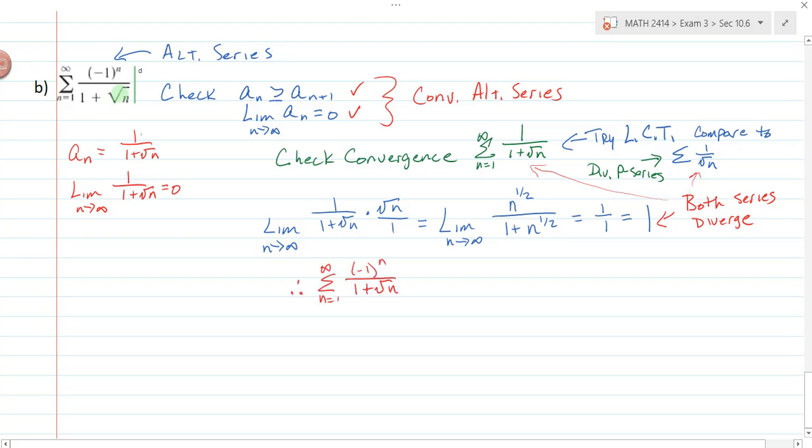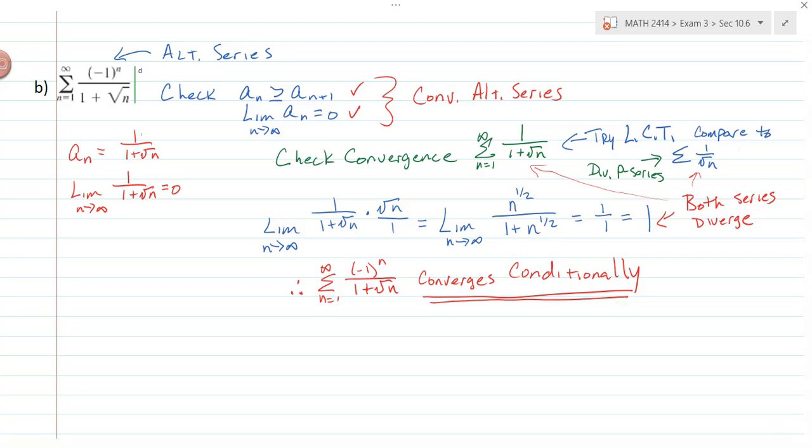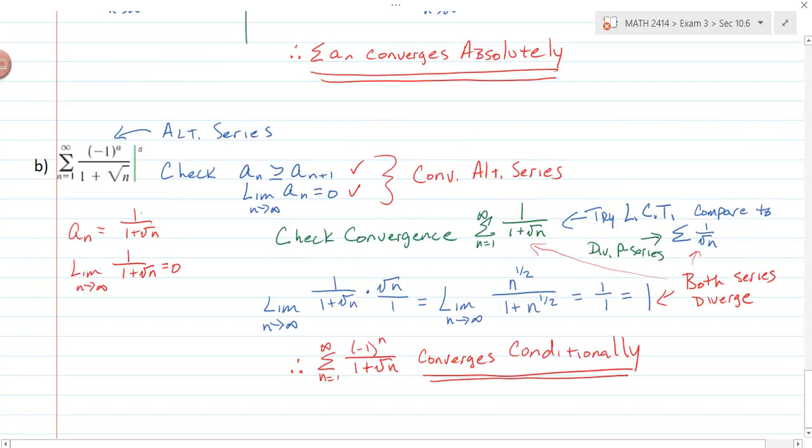So we saw that we had a convergent alternating series, but the absolute value of that series diverged. So we would conclude that this series converges how? It converges conditionally. So if the alternating series converges, but the absolute value of that alternating series diverges, you have conditional convergence. If you have an alternating series that diverges, you don't have to worry about checking for conditional convergence because it diverges. And this wraps up section 10.6.